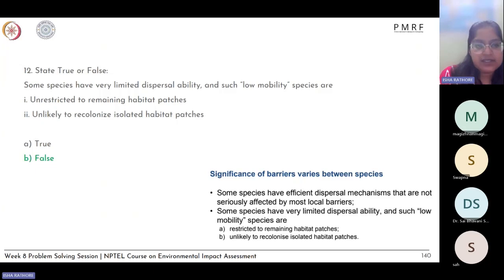That is, because of barriers which are created in the landscape, some species have limited dispersal ability. They are not able to move to the remaining habitat patches, and they're seriously affected by these local barriers. They are unable to recolonize isolated habitat patches because they restrict themselves to particular habitat patches and do not venture out to other habitats because of the new barriers which are created. So the given statement is false. So B is the correct answer.